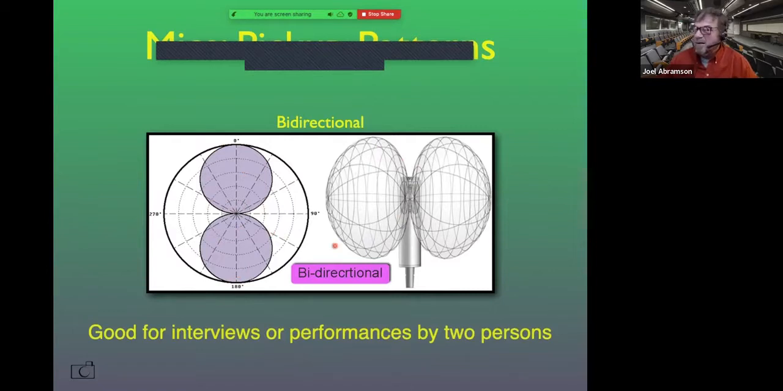In the early days of broadcasting, there were a lot of bidirectional mics used. Later on, we got to the point where we could give everybody a microphone and a lav or whatever. So we see fewer bidirectional mics now in broadcasting because we can give everybody a microphone.